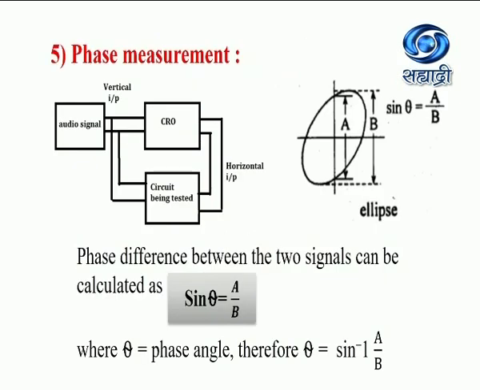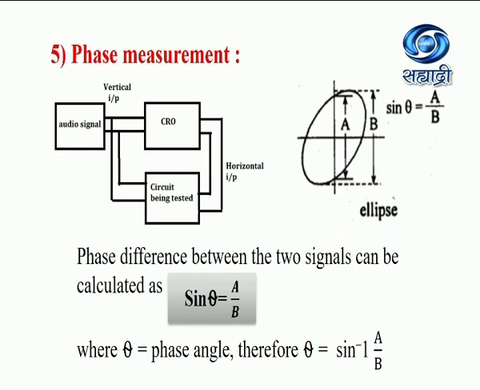Next application is phase measurement. By using this phase measurement, you can easily calculate the phase difference between two applied frequencies. So basically whenever you measure phase between two signals, we have to apply two frequencies to the CRO, and you will get some kind of Lissajous figure on the screen, and by using this formula, phase difference between the two signals can be calculated as sin theta is equal to A by B.